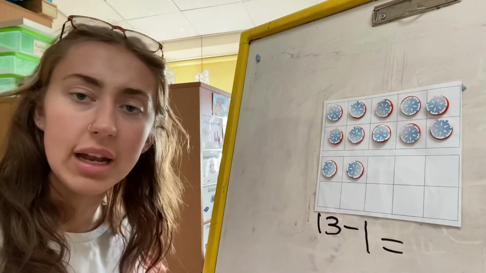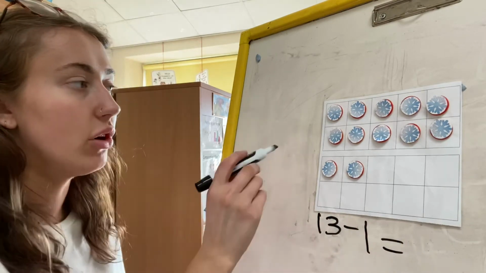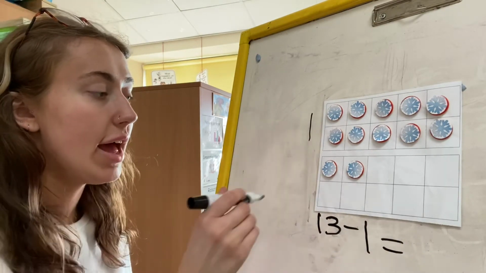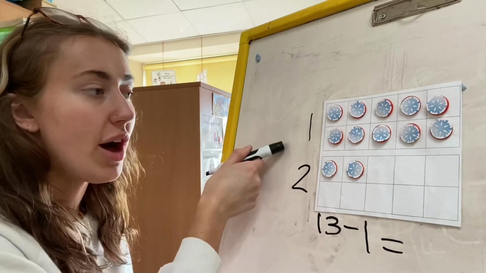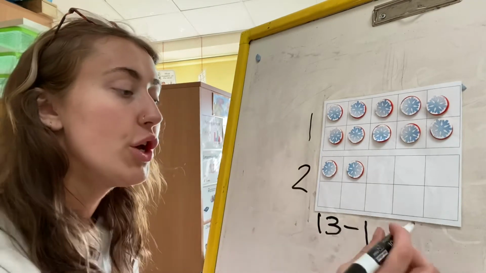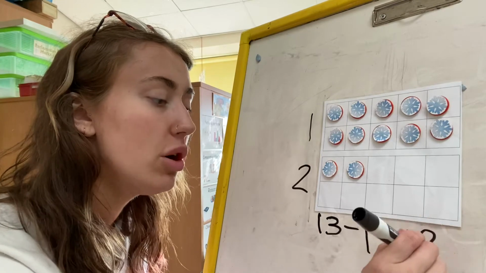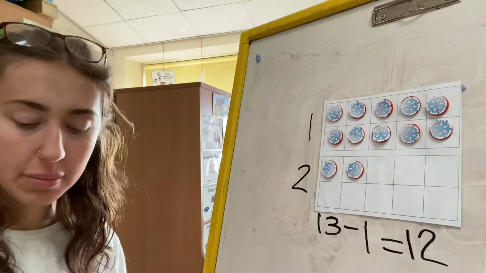How many have I got left on my tens frame? Let's have a look. I have 1 ten and I have 2 ones, so I have 12 snowflakes left. So 13 subtract 1 equals 12, because that's how many we've got left.